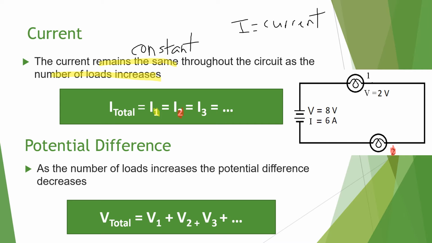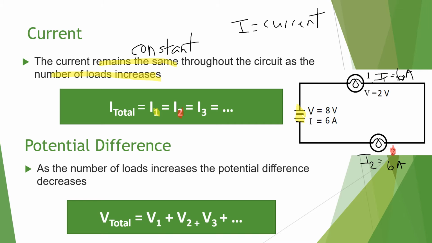So let's just look at current here. At the energy source, which we know is at the battery here, the current is 6 amps. If the total current is the same at all the loads, then the current at load 1 would be 6 amps. The current at load 2 would be 6 amps. So it stays constant throughout the circuit.